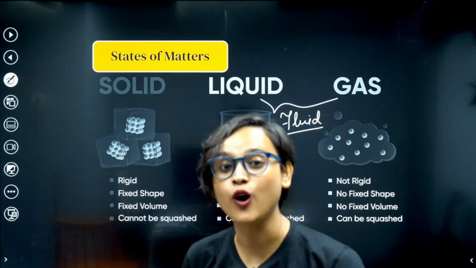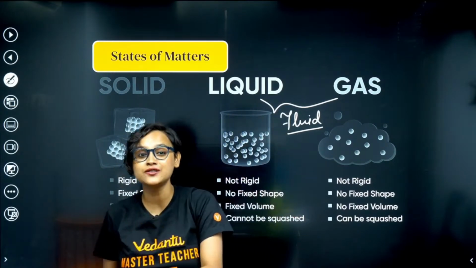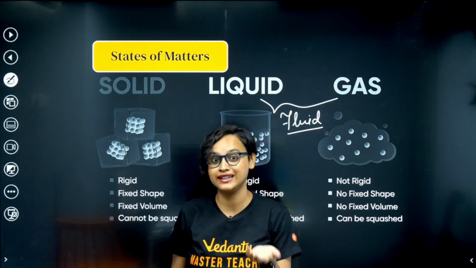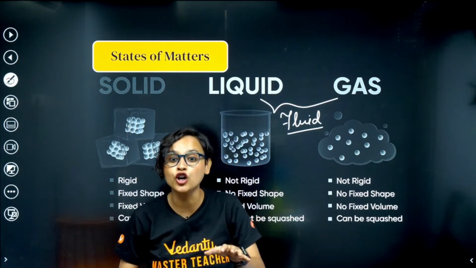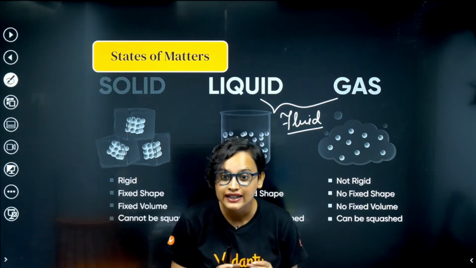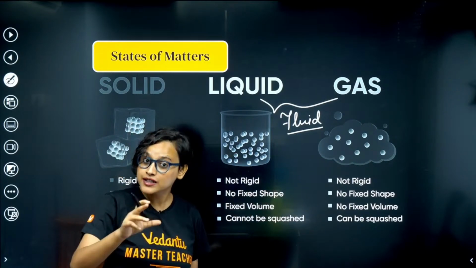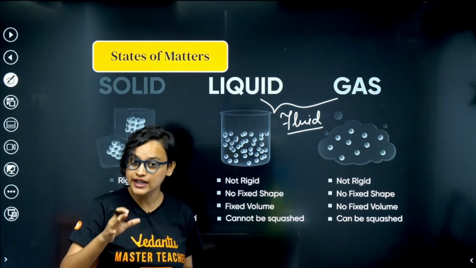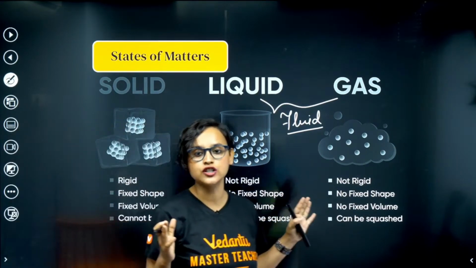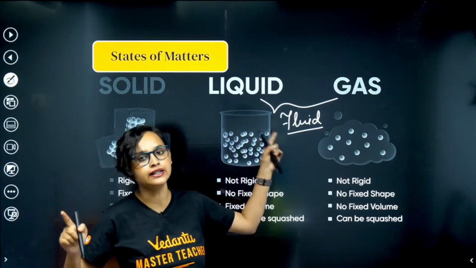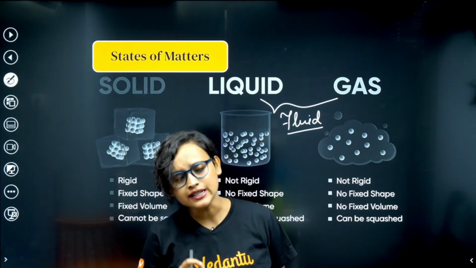The gas will occupy all the space in the bucket and the volume of the gas will also change according to the bucket. If the bucket can occupy 50 liter, then the gas will change its volume to 50 liter, and that's why we are saying no fixed volume. And it can be squashed. Yes? So these are the 3 different states of matter that we have just spoken about, that is solid, liquid and gas.